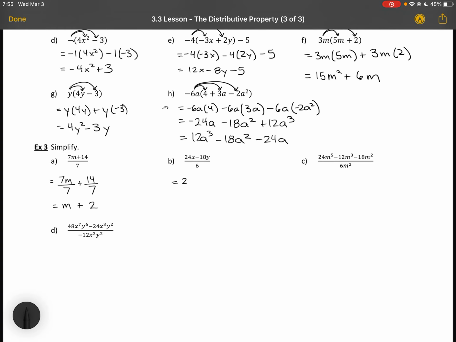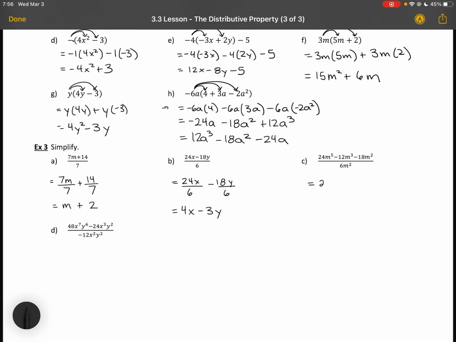Our next one here, same thing. We're going to divide each of those terms by 6. So we've got 24x divided by 6 and minus 18y divided by 6. This is going to give us 4x minus 3y.